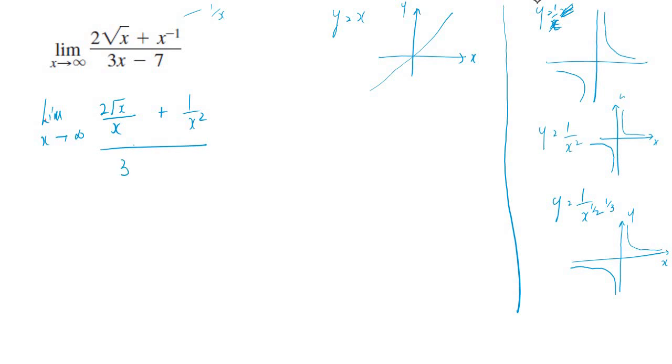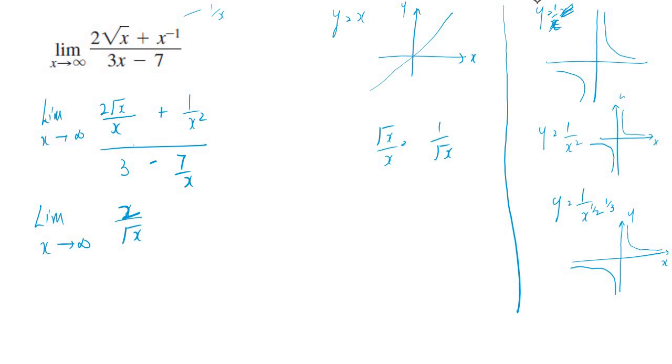And we have 3 minus 3 over x. Now we see we have a lot of functions with x in the denominator. Of course, this can be rewritten as limit x tends to infinity of 2 over square root of x, because square root of x over x is equal to 1 over square root of x.